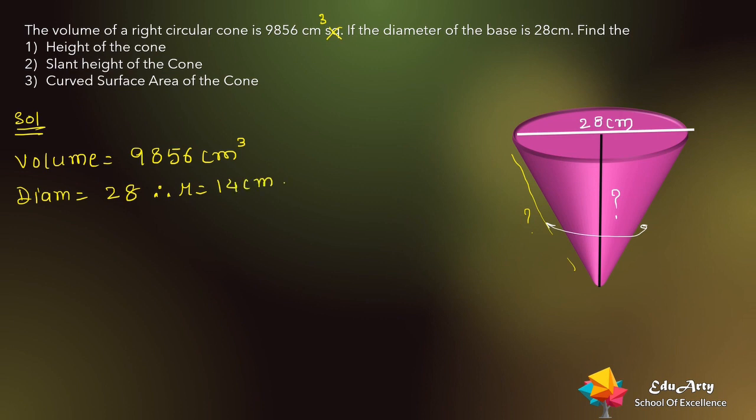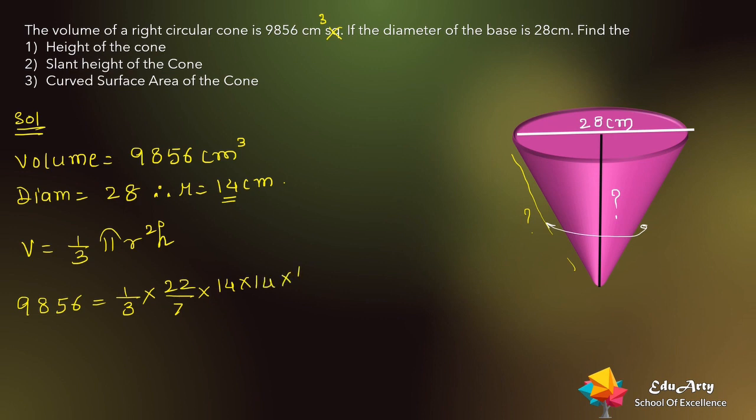Now let us take the formula: volume is equal to 1 by 3 pi r square h. So the volume is 9856, which is equal to 1 by 3 into, the value of pi is not given here, but since we have 14 and it is suitable, that is why we will take 22/7 into r, which is 14 into 14, and we have to find the height.